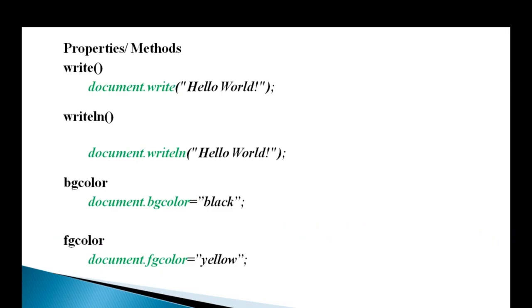The document object provides properties and methods to access all node objects from within JavaScript. These are the properties and methods in document object. Here we have write method, writeln method, bgColor, fgColor. What does this write method do? This method writes HTML expression or JavaScript code to a document. Coming to writeln method, this method is identical to document.write method, with the addition of writing a new line character after each statement.